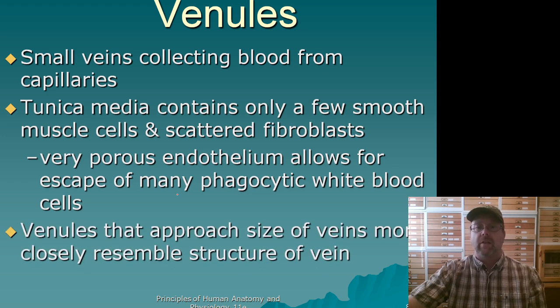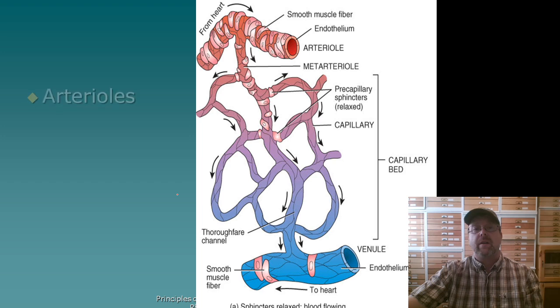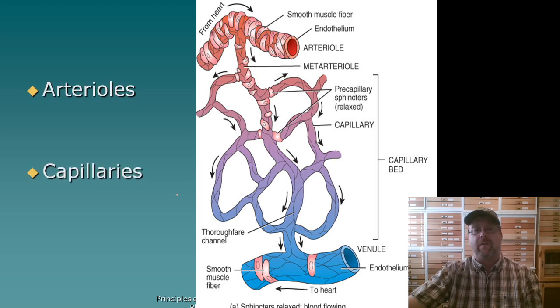Venules then start getting larger as they carry blood toward the heart. They get larger and larger and become veins. So here you can see just a little schematic of arterioles, capillaries, and venules. What direction do blood cells move? They move in this direction from the arteries or arterioles through the capillaries to the venules.